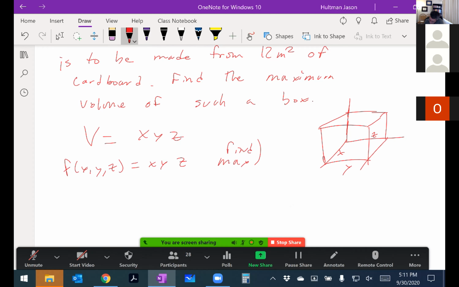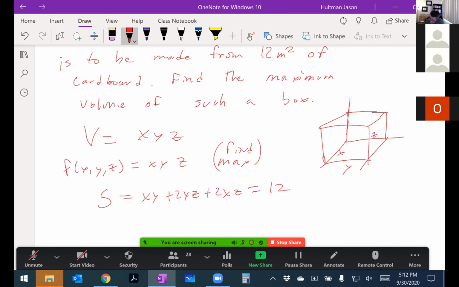The 12 meters squared. Yeah, and that's my surface area, right? So how would I find the surface area of this box? Well, I'd have to find the area of each side and add it all up. What's the area of the base? XY. What's the area of the sides? It's 2YZ plus 2XZ, right? Does that make sense? And we said that was equal to 12. So that's the constraint.